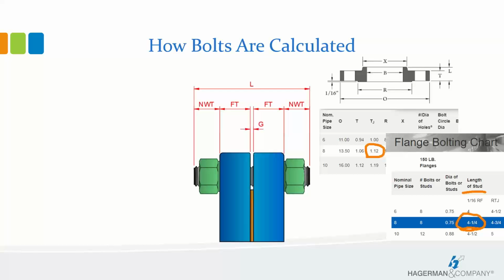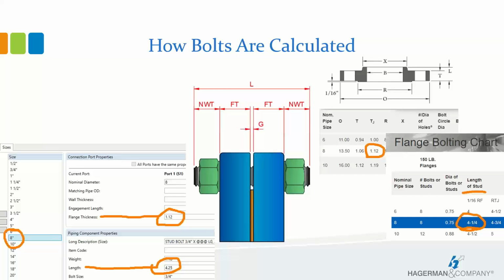Well, Plant 3D is not much different. When you look at the bolts in the catalogs, you will see for an 8-inch one that they've got the flange thickness set to 1.12 inches, just like the chart. And they've got the length set to 4¼ inch, just like the chart. However, they realize that flange thicknesses are not always the same from component to component when you're dealing with different valves and things like that. So they made the flange thickness the variable in the formula that they use.